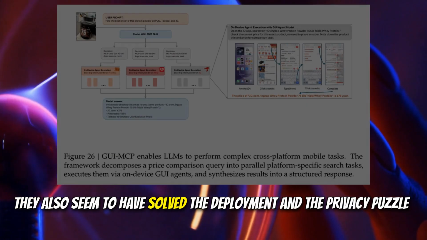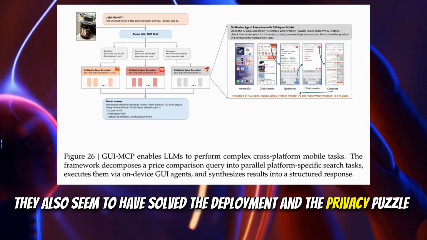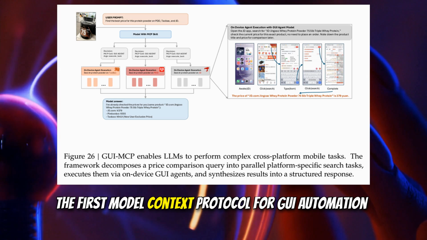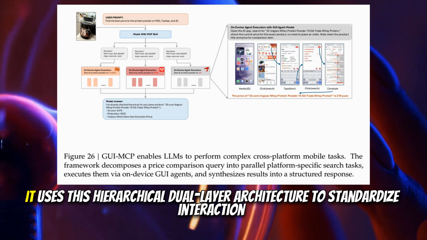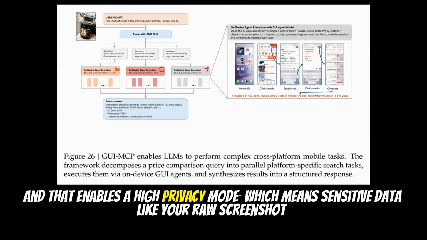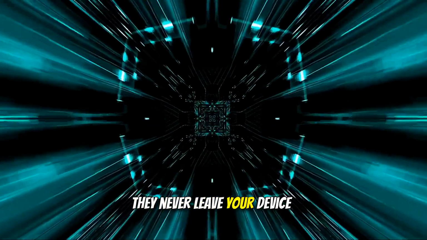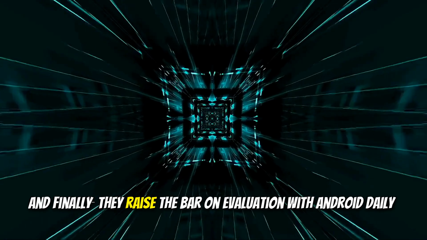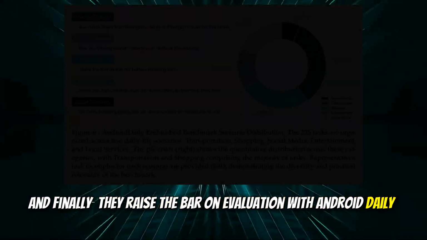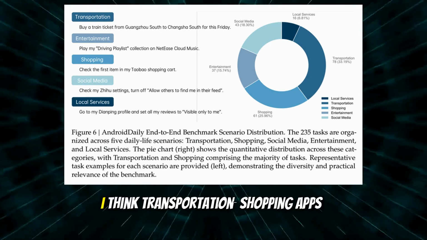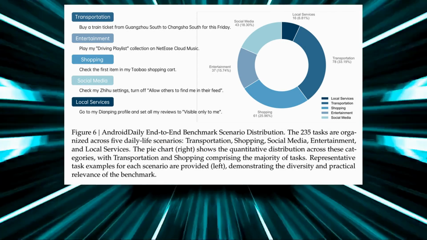They also seem to have solved the deployment and the privacy puzzle. They introduced this thing called GUI-MCP, the first model context protocol for GUI automation. It uses this hierarchical dual-layer architecture to standardize interaction. And that enables a high privacy mode, which means sensitive data, like your raw screenshots, never leave your device. Which is huge. And finally, they raised the bar on evaluation with AndroidDaily. It's a new benchmark grounded in real-world high-frequency usage. Think transportation, shopping apps.